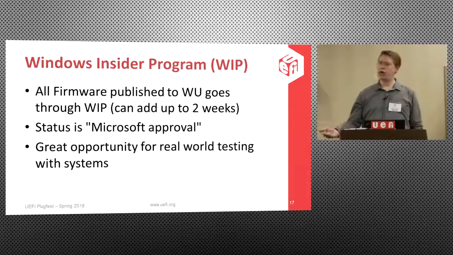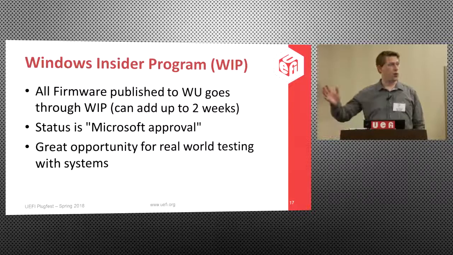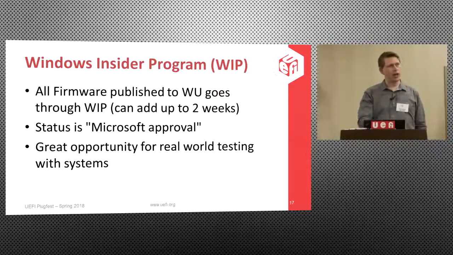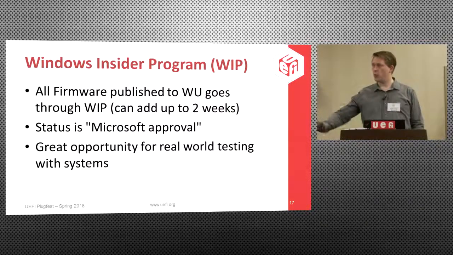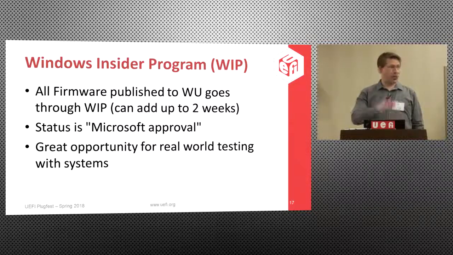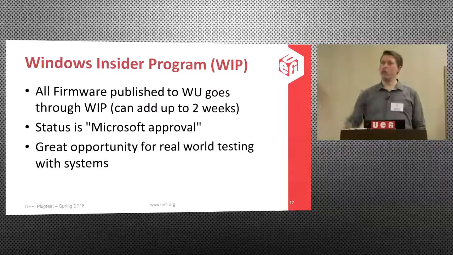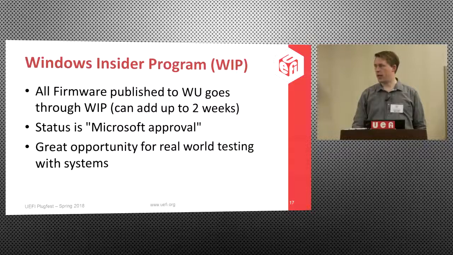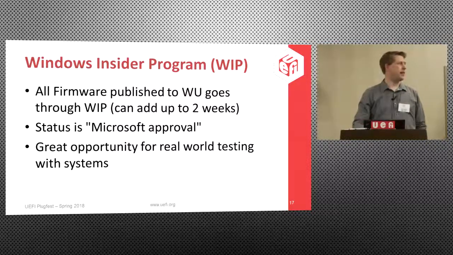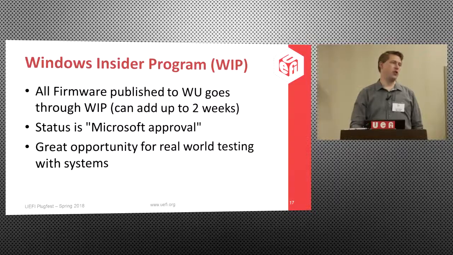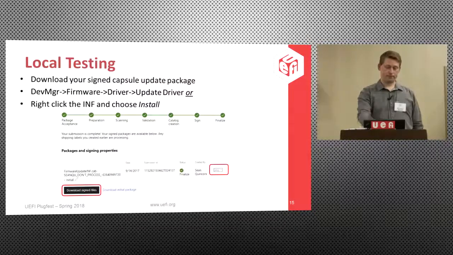Are we getting P&P install errors? Are we getting other errors? And if we see a lot of errors, we will reject the submission. We won't actually let it go to the retail Windows Update population. If it passes all those metrics, then we let it go through, and it goes through the retail population, and then everybody has access to it. That's where it's sitting at the Microsoft approval stage in your little bar that you see right here.